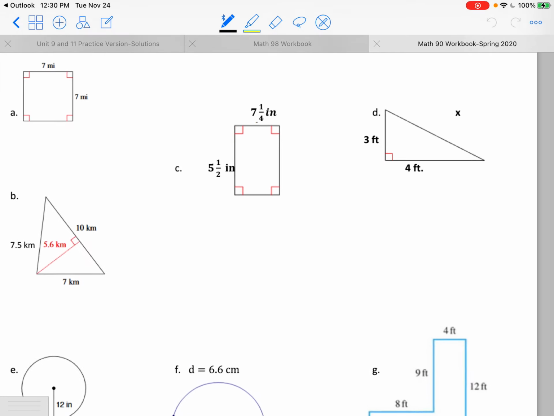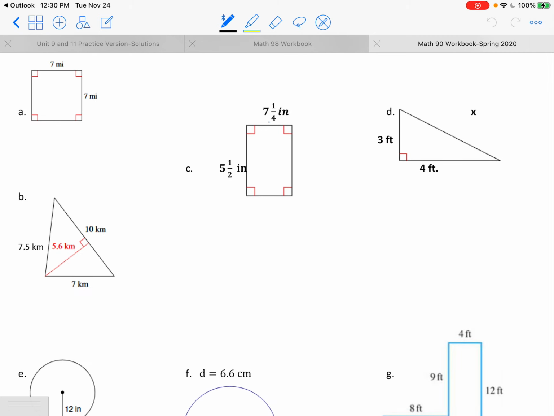I'd like to look at 4C first, just because we have fractions. Sometimes that can be a little bit problematic for students, and so I just want to take the fear out of it for you. All right, so remember our steps. Okay, first of all, we're trying to find the perimeter. So we're just going to write down our formula. So perimeter is equal to 2 lengths plus 2 widths.